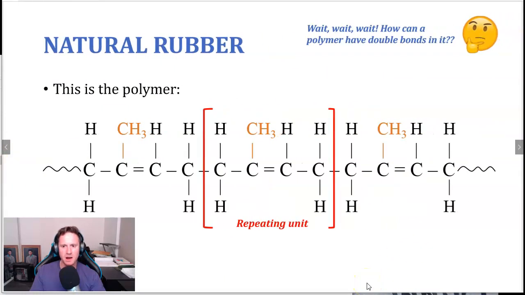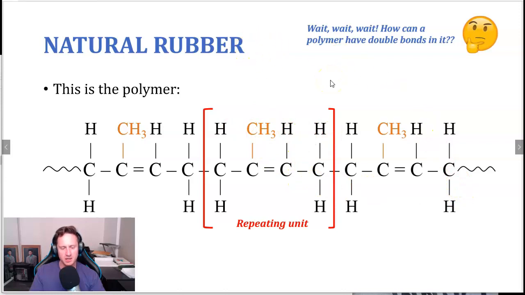So natural rubber. This is the polymer of natural rubber. We've got our repeating unit here. We can see that we're alternating between carbon-carbon single bonds and double bonds. So the repeating unit is a bit more complicated than normal because you need to notice the fact that you've got single, double, single, and then also look at the substituents. So you can see that methyl group here.